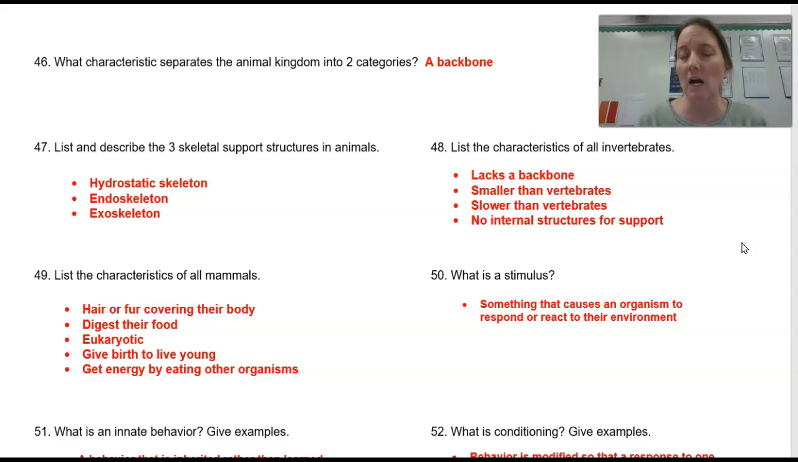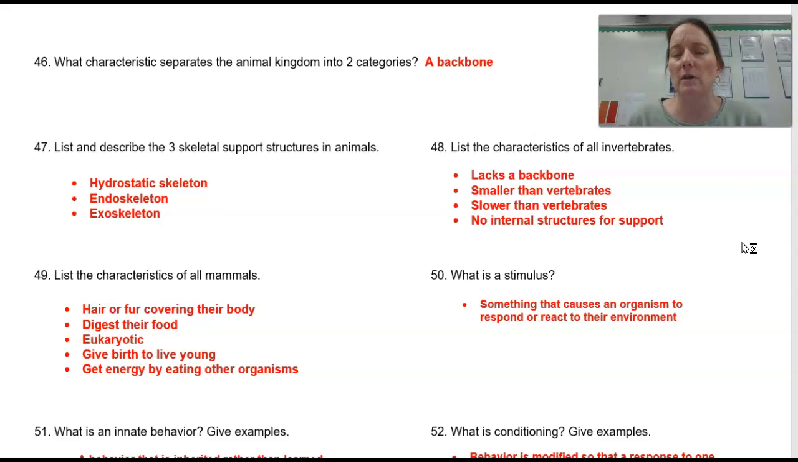Okay. Characteristics of all invertebrates. Those are ones that do not have a backbone. They lack a backbone. They are smaller and slower than vertebrates, and they have no internal structures for support like we do. We have our internal skeleton, like our endoskeletons. That's why we're vertebrates, and we also have a backbone.